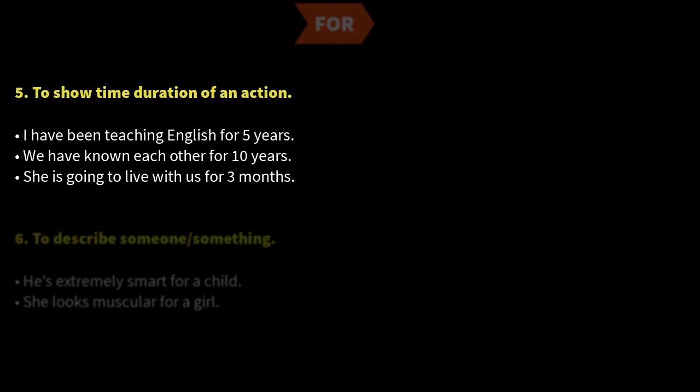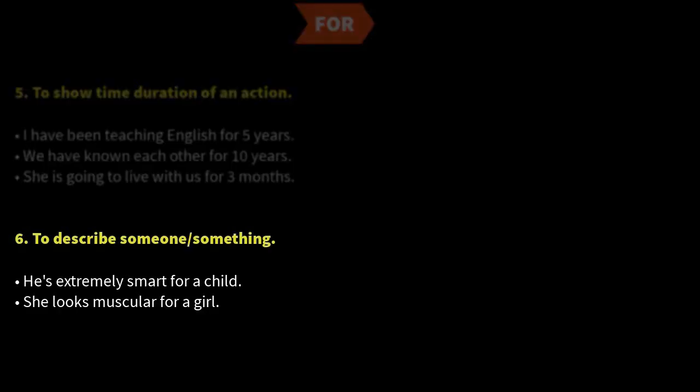One more interesting way to use for is to describe somebody with a sense of astonishment, with a sense of surprise. For example, he is extremely smart for a child. That means for a child that he is very smart. So guys, for here is drawing a contrast, right? Like he's a child, and even after being a child, he is extremely smart. He should not be as smart as he is for a child, right?